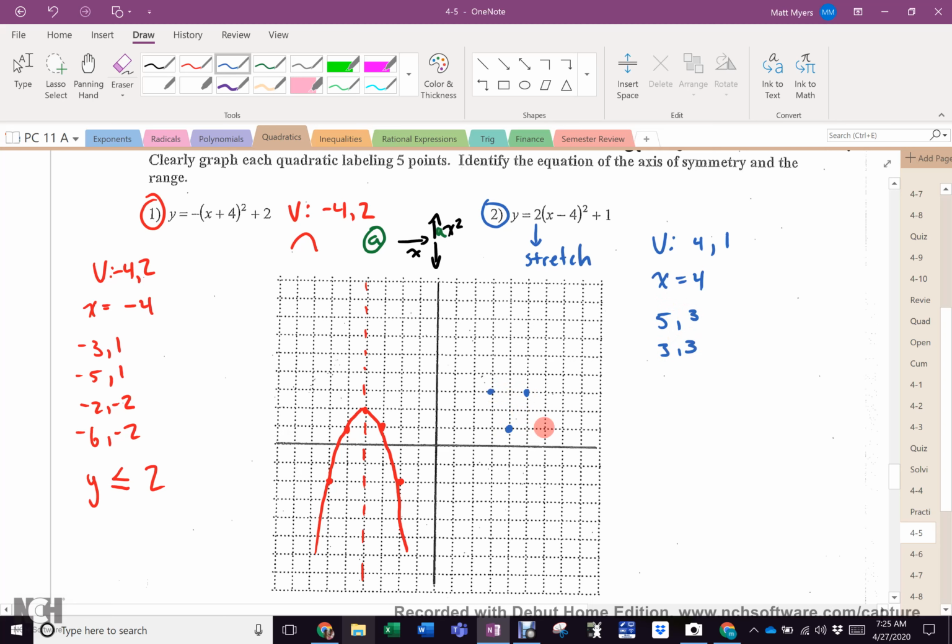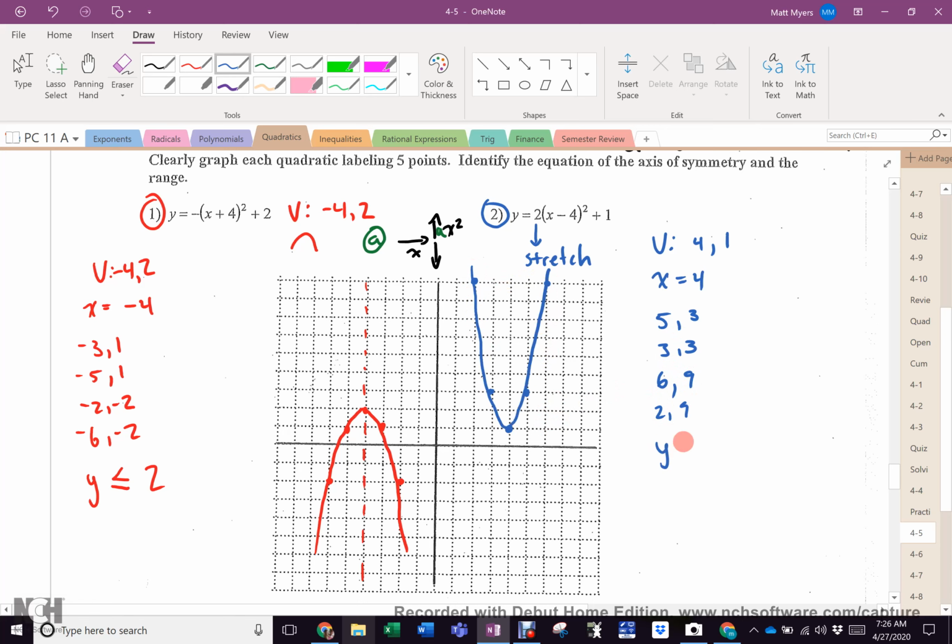Then I'm going to go over 2, and I would normally go up 4, but I have to go up 2 times 4, so it's up 8. 1, 2, 3, 4, 5, 6, 7, 8. All the way up to here. 1, 2, 3, 4. And then 4 over to the left. And that's going to be 6, 9, and 2, 9. And I'm going to sketch it in.